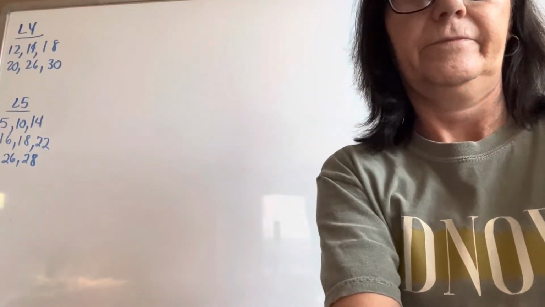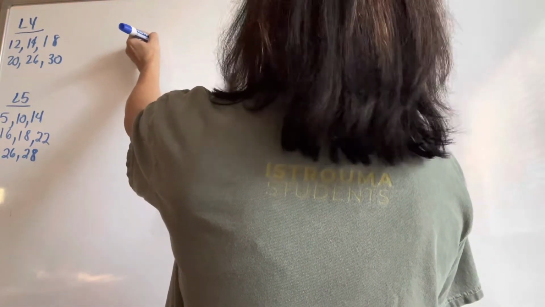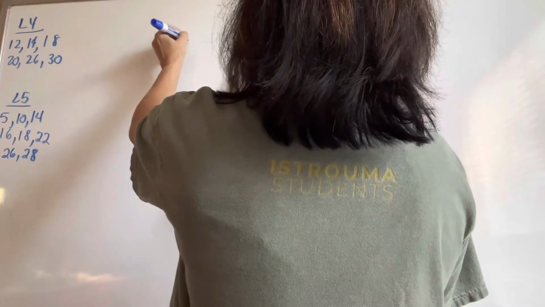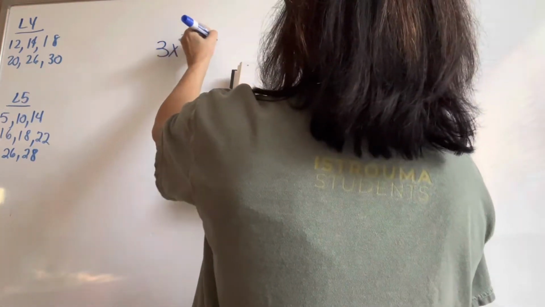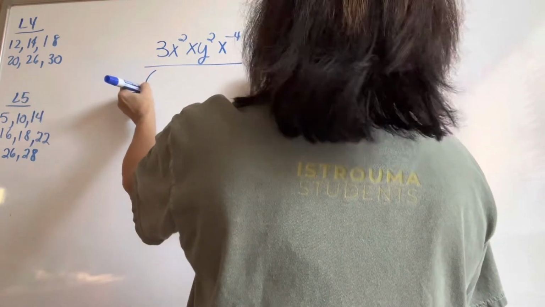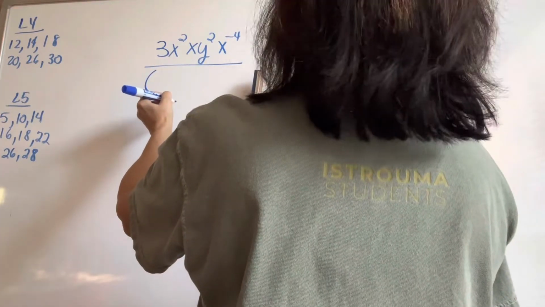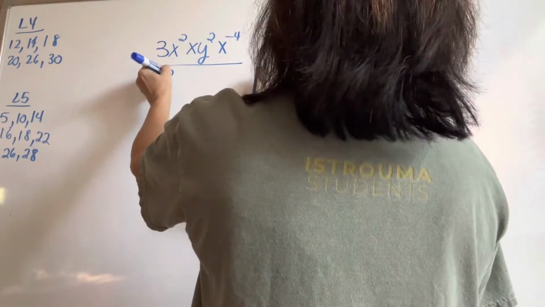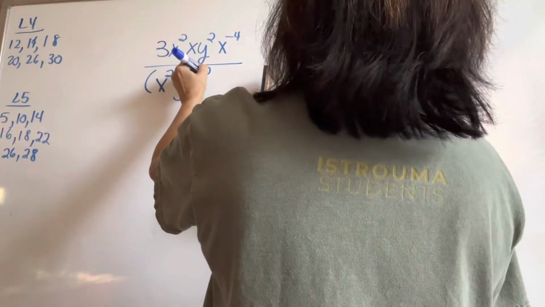All right, number 18. Again, we're moving everything up. So we have 3x squared, x y squared, x to the negative fourth, all over, in parentheses, x squared y to the negative 2, negative 2, negative 2.